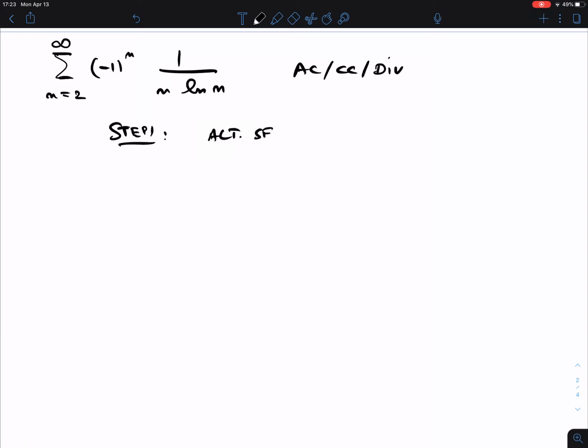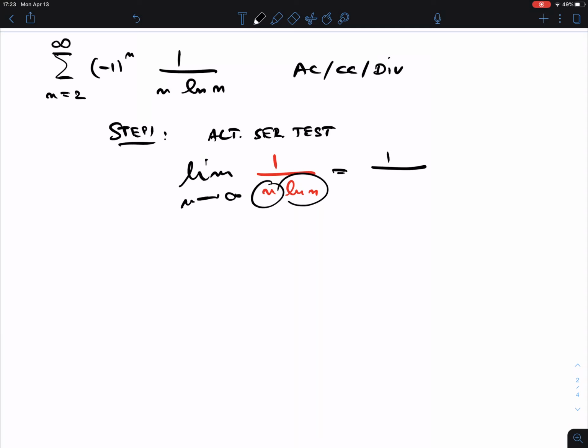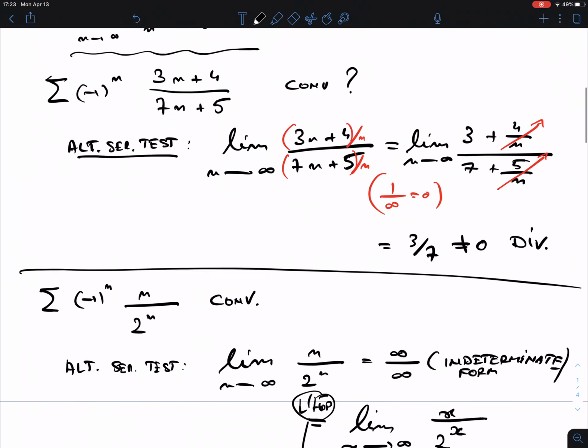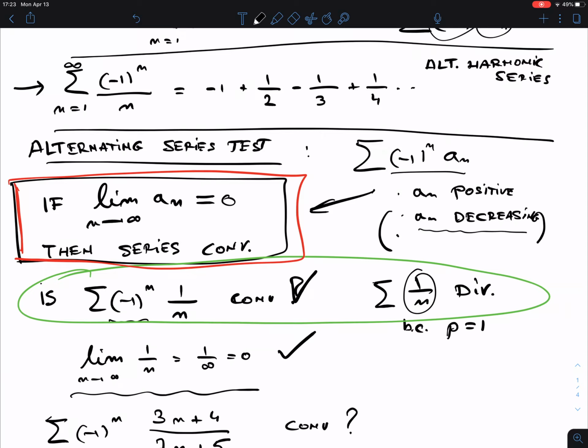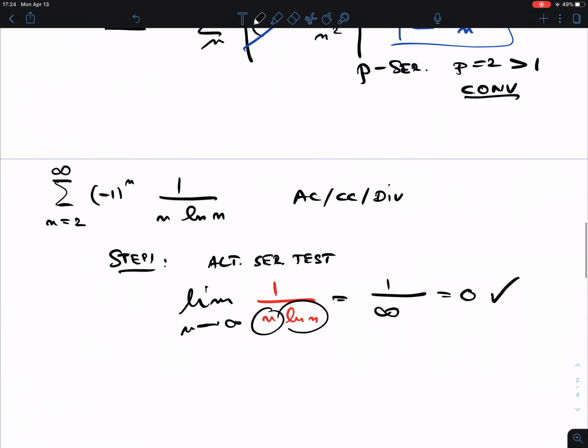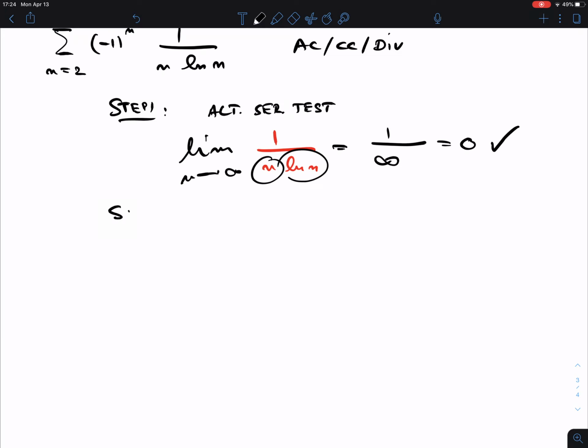And that's why I'm saying always write what test you're using, the alternating series test. So I take the limit for n going to infinity. I ignore the negative sign. Okay, so I get 1 over n ln n. And then that's easy, right? That's a very easy limit, because if I plug in infinity, this is infinity, and the ln of infinity is also infinity. So the whole thing is 1 over infinity, which is 0, which by the alternating series test means convergence. Okay, so we have a convergent series in step 1.